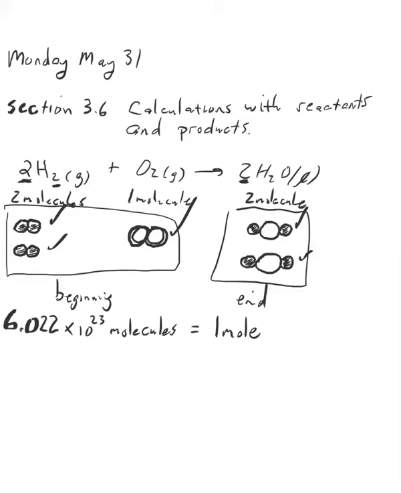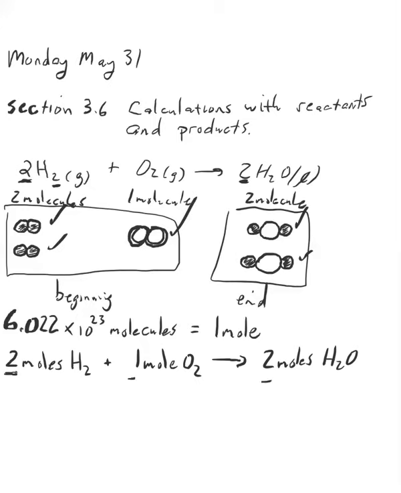So that's what we're going to do. We're going to use moles as our unit. So I'm going to reinterpret this as 2 moles of H2 plus 1 mole of O2. And that is going to give us 2 moles of H2O. So all I've done is I've scaled up the number by Avogadro's number. So notice the proportions are still the same. It's still 2 to 1 to 2. That hasn't changed. That's the balanced equation.